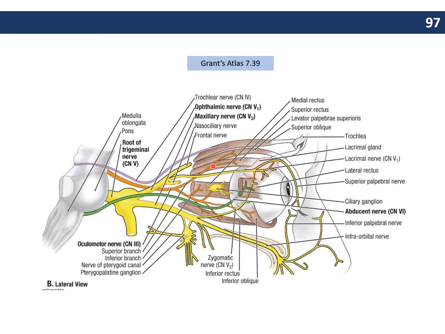All of the rest of the ocular muscles, the superior rectus, the levator palpebrae superioris, the medial rectus, the inferior rectus, and inferior oblique are all innervated by branches of the oculomotor nerve that are shown here in orange. The superior branch goes to innervate those superior muscles, superior rectus and levator palpebrae superioris, and the inferior branch, or inferior division, goes to the medial rectus, inferior rectus, and inferior oblique.